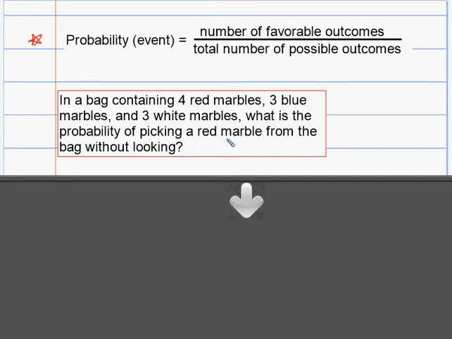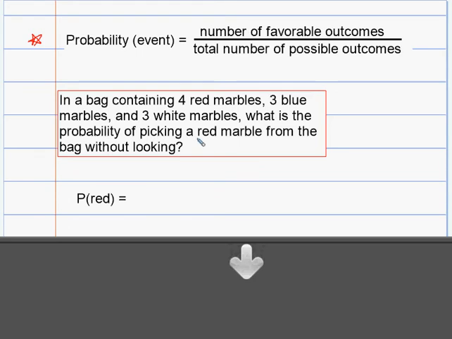Okay, so we're going to draw a marble out of the bag. We need to calculate the probability of red. So remember up here we said the event is going to go in parentheses. That's what this is. P(red) means the probability of the red marble. So number of favorable outcomes, right, the fraction bar, number of favorable outcomes. Well, how many red marbles are there? Well, there's 4 red marbles, so I'm going to put 4 as my numerator.